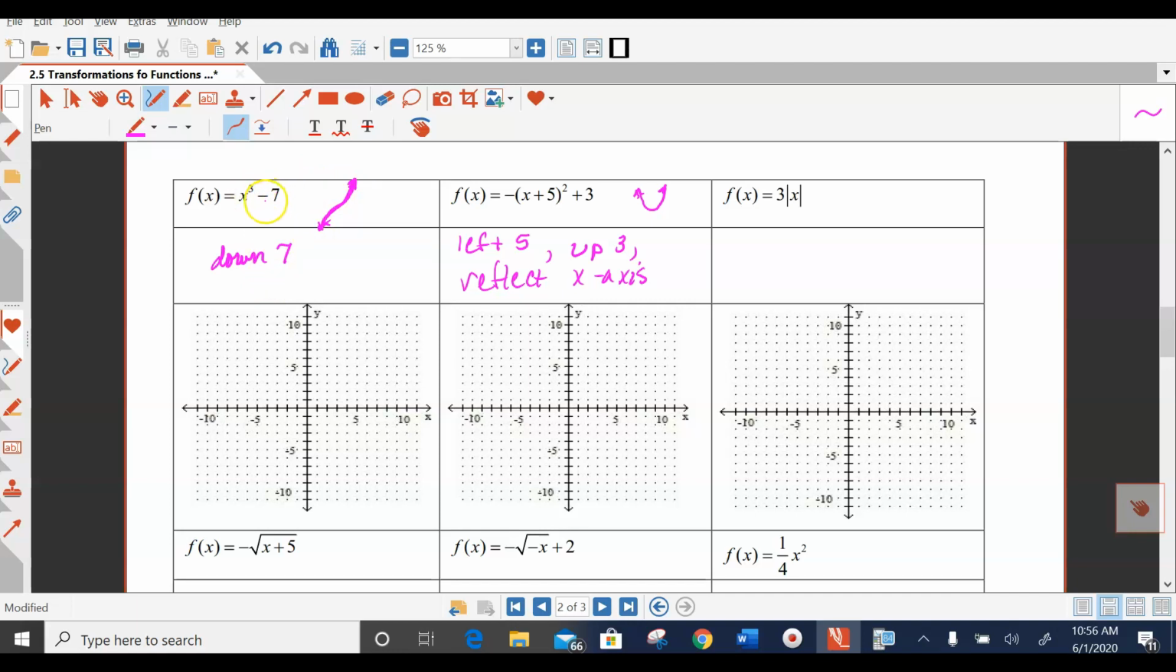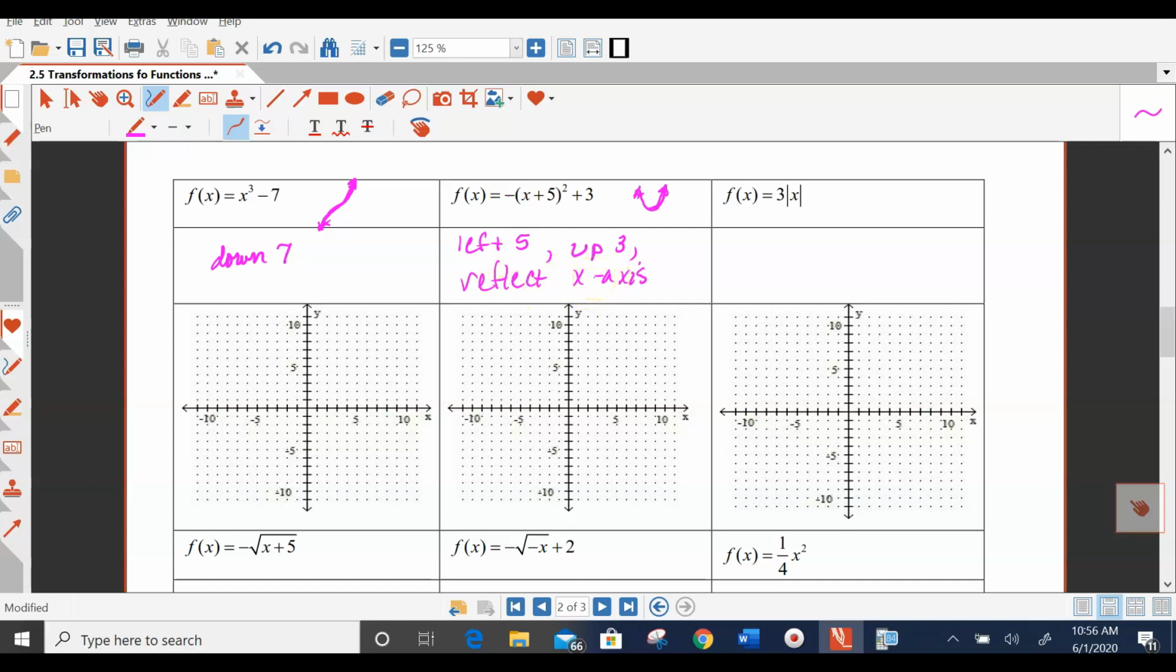Like in this case, the -7 means it's going down 7. Here, the squaring has the basic shape of a parabola. The +3 on the outside means it's going up 3. The +5 on the inside means it's going left 5. And the negative out front means it's going to reflect across the x-axis.